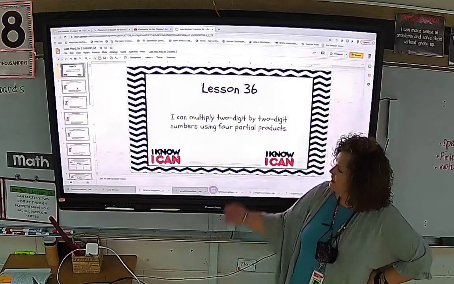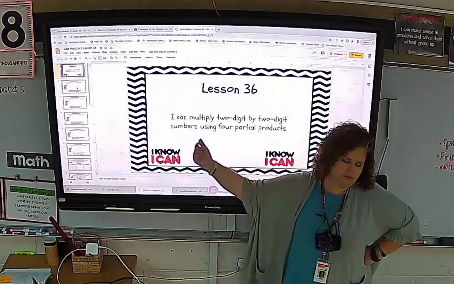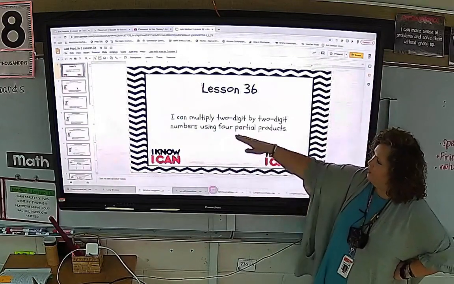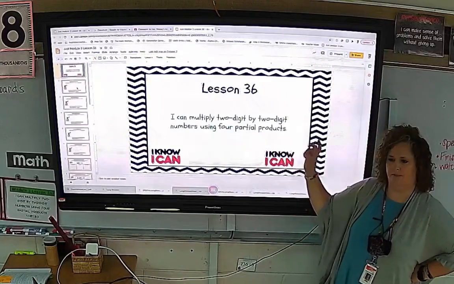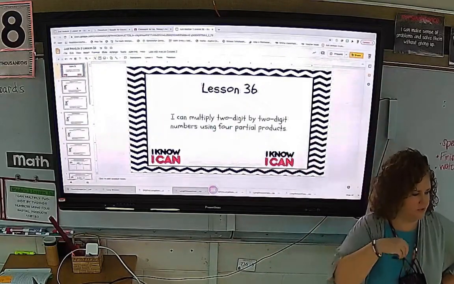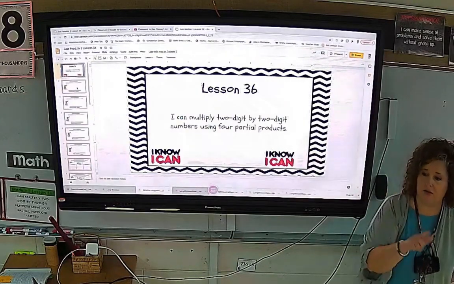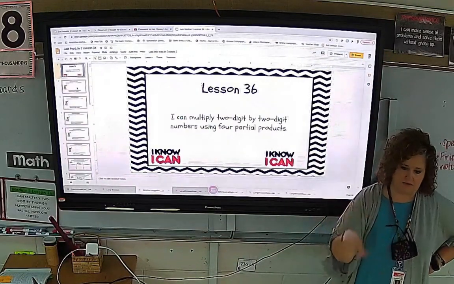But anyway, lesson 36, I can multiply 2-digit by 2-digit numbers. That's something we started yesterday, using 4 partial products. Notice what it doesn't say. It doesn't say that one of our numbers is going to be a multiple of 10. So we're not going to have that number that always has a 0 today. Okay, and we're going to see how the area model changes slightly because of that.